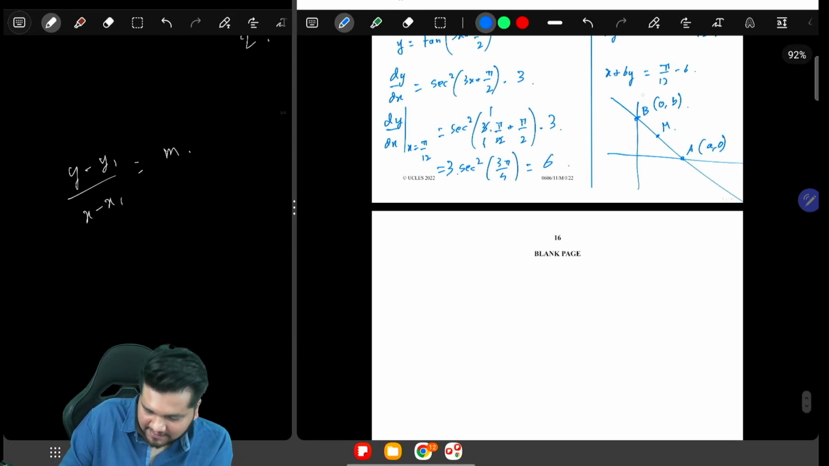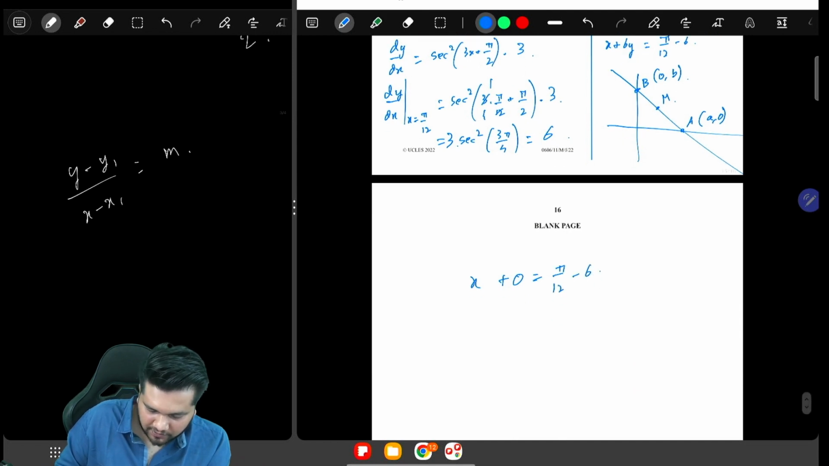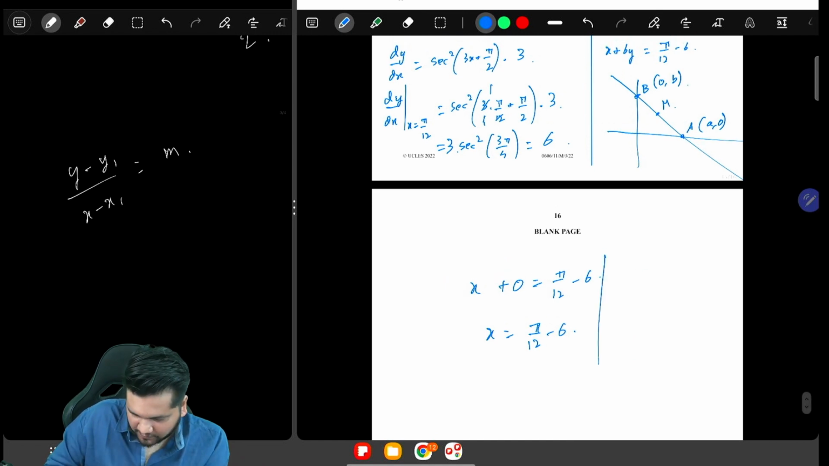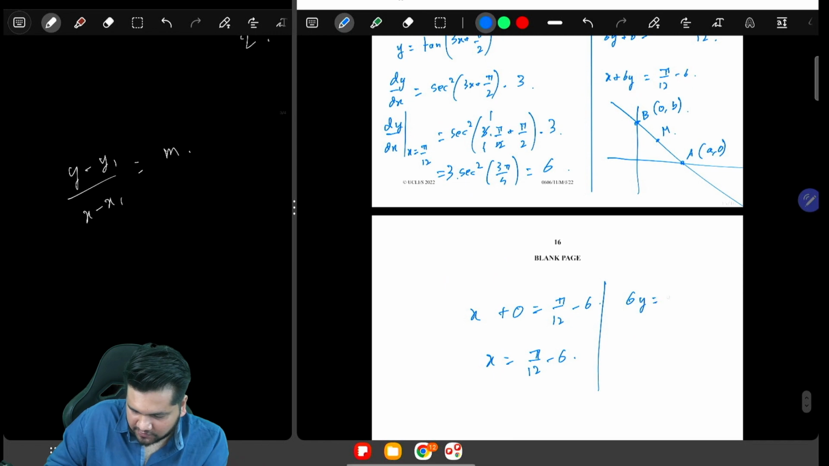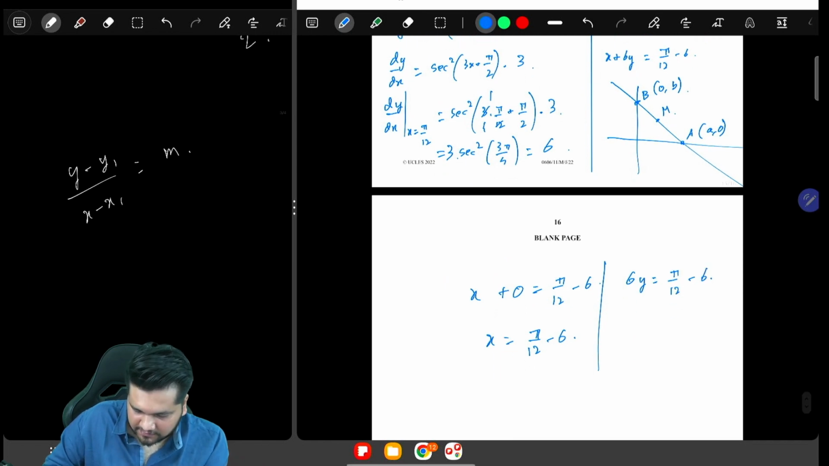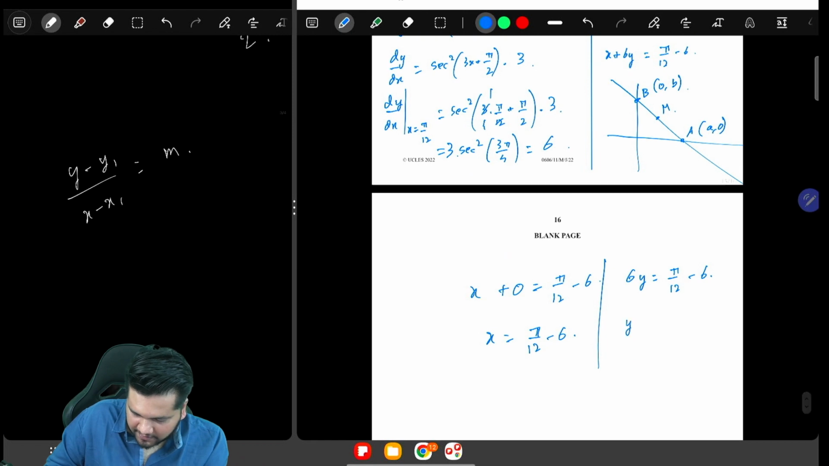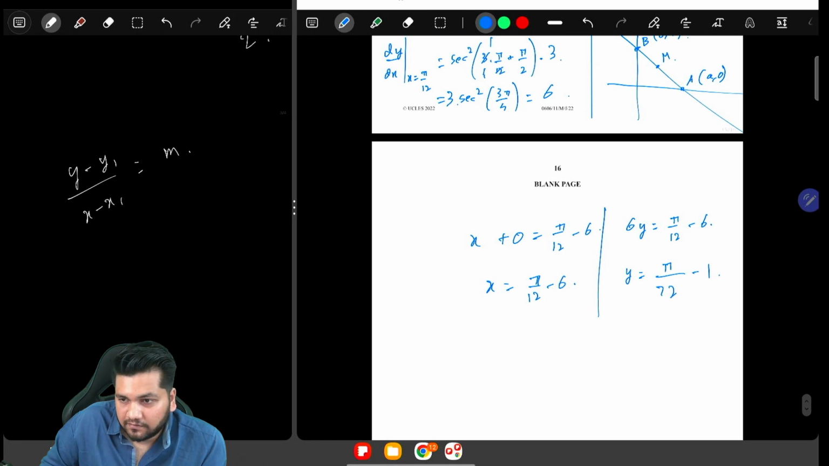For the x-intercept, I'll put y = 0, so I'll get x + 0 = π/12 - 6. So x = π/12 - 6. And for y we'll put x = 0, so we'll get 6y = π/12 - 6, right? So y = π/72 - 1. So these are the values which we are getting.